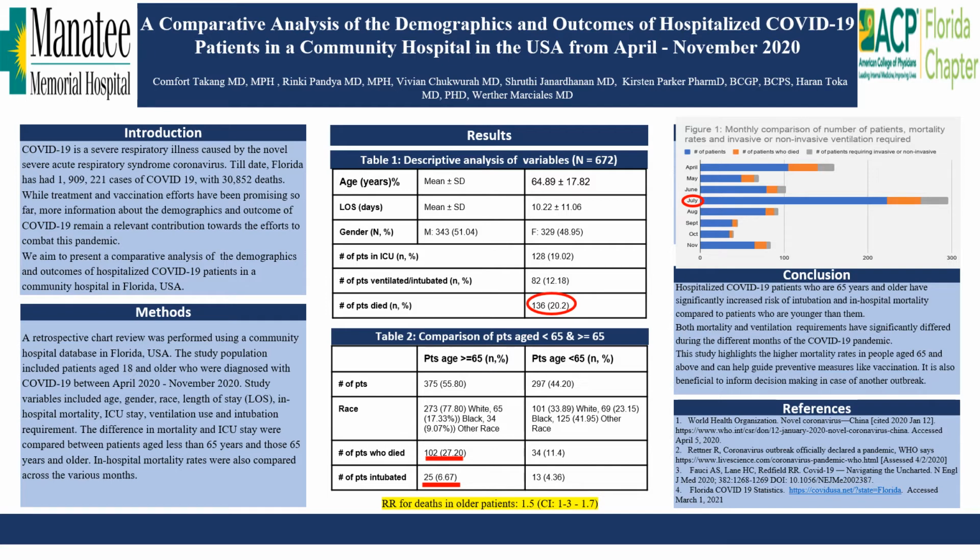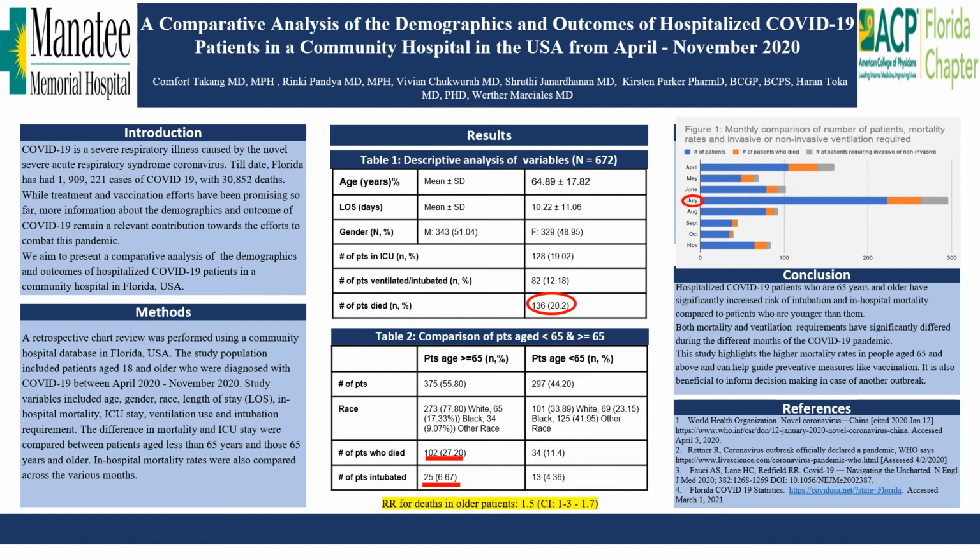Table 2 shows the outcome in the patients less than 65 years of age and in patients who were 65 years and older. 6.6% of patients aged 65 and above required intubation during their hospitalization compared to 4.3% in patients aged less than 65. Also, there was a statistically significant increased risk of in-hospital mortality among patients aged 65 and above with a relative risk of 1.5.